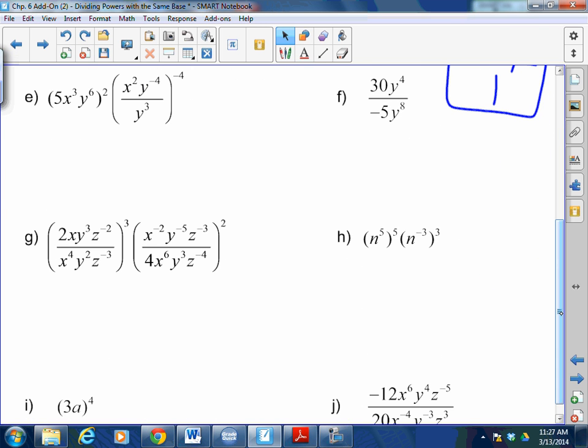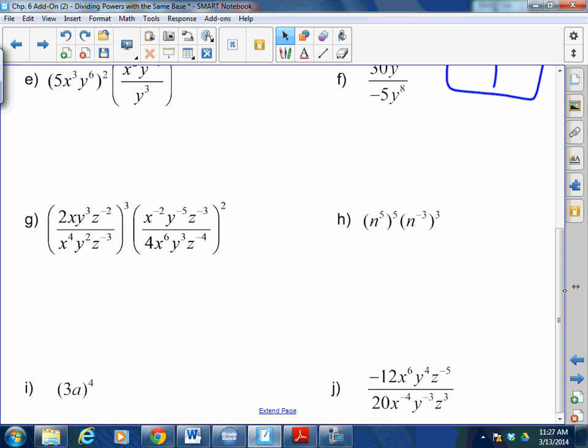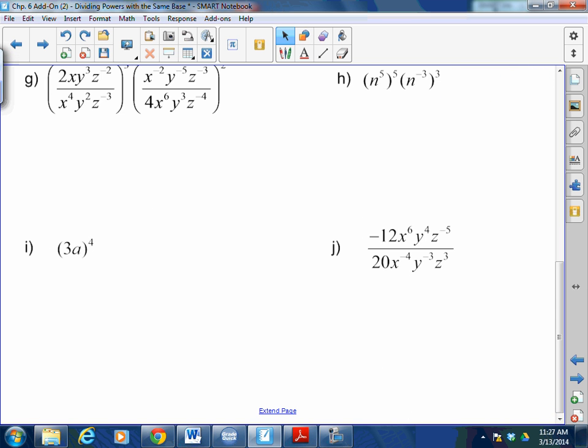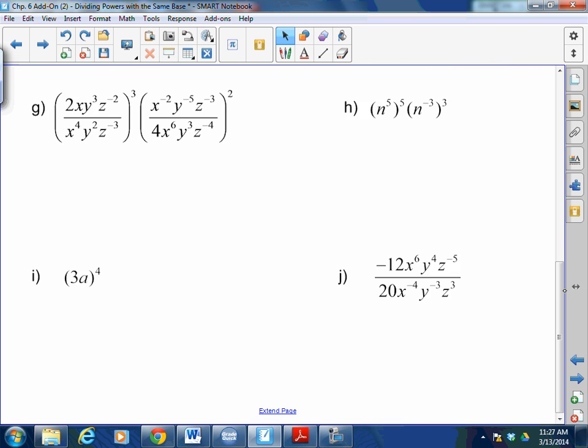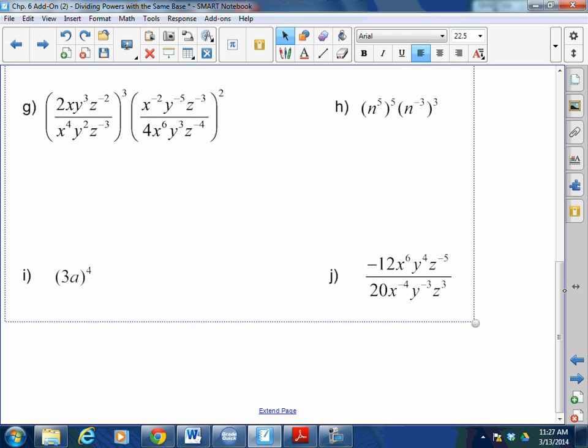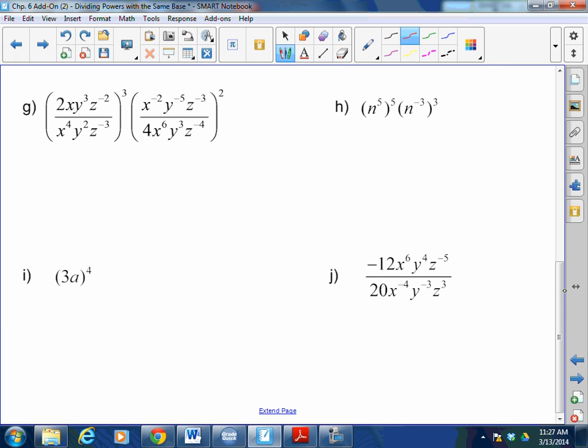There's a few more here. You can do some of these on your own, but before I run out of time, let me do the Mac Daddy, okay? Let me do this guy right here, okay? Check this out. I got to distribute this to everything. So this is 2 cubed, which is 8, x cubed, y to the 9th, z to the negative 6th, over x to the 12th, y to the 6th, z to the negative 9th.